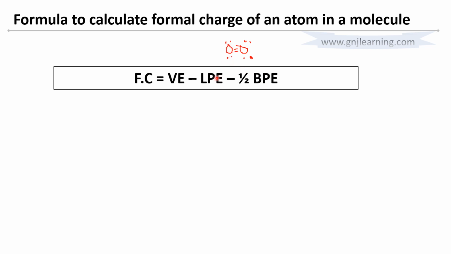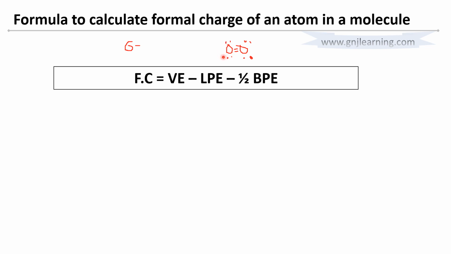So let us see the same example to calculate. I have valence electrons 6. I am going to write it down here. So valence electrons is 6 minus lone pair electrons. How many lone pair electrons does each atom have? I am considering this atom. It has 6 valence electrons. And how many lone pair electrons are there? It has 2 lone pairs, which means that it has 4 electrons.